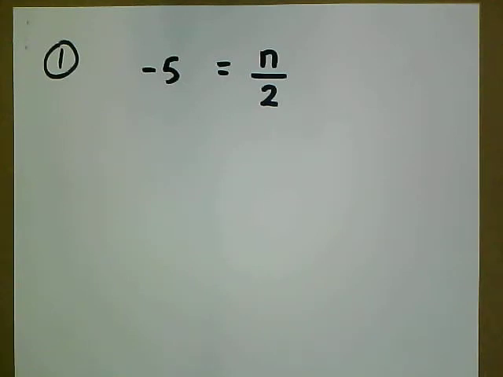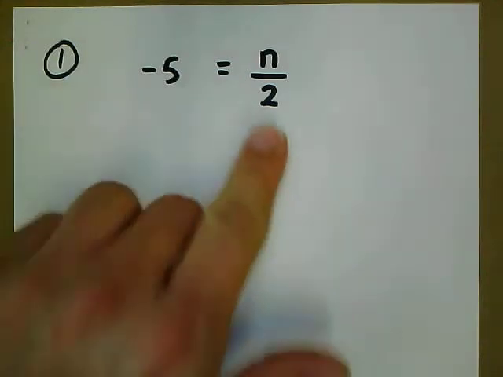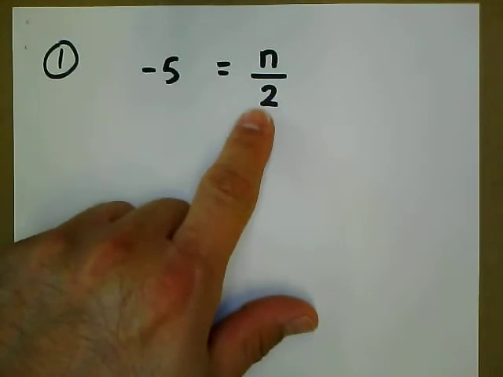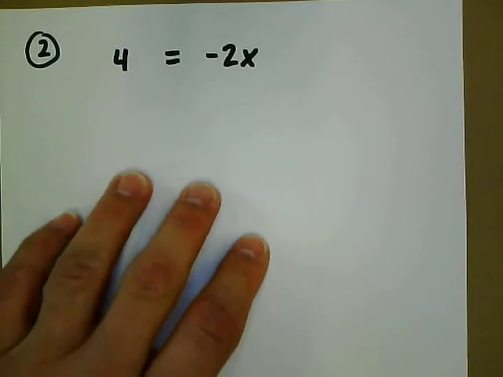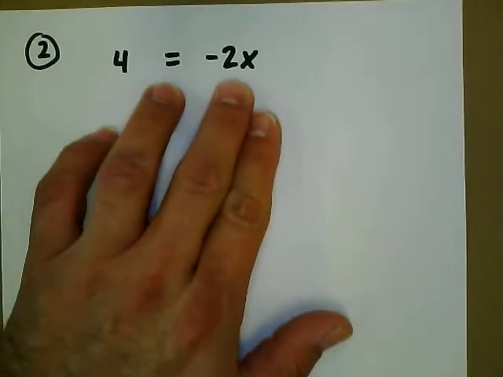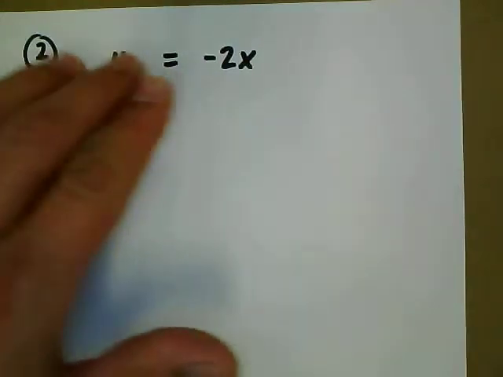It's Tuesday. We're going to do the same thing as yesterday. We're going to do two different types. This one, we have n divided by 2, so we multiply on both sides. And then we'll also be doing this type, which will be every other one. This is -2 times x, which means we would divide by the -2. So let's get started on the first one.